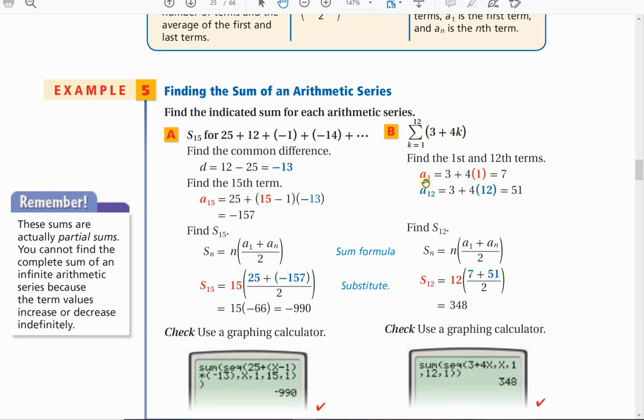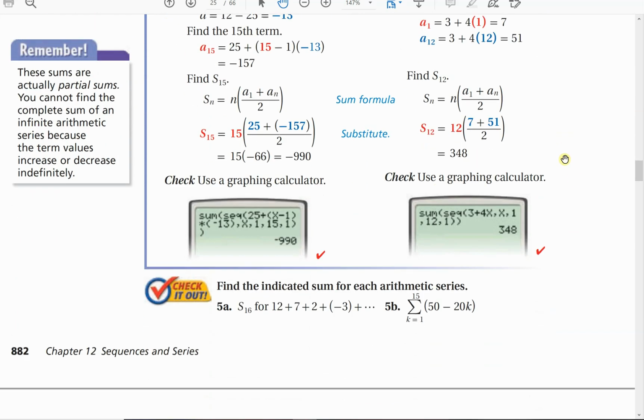All right, so let's find the first term. Plug in 1. 1 times 4 is 4, plus 3 is 7. Plug in 12. 4 times 12 is 48, plus 3 is 51. So we're looking for the sum. It's going to be 12 times 7 plus 51 divided by 2, or 348.